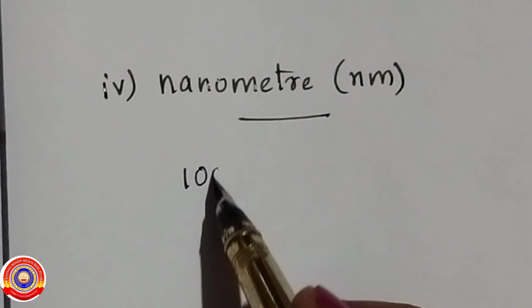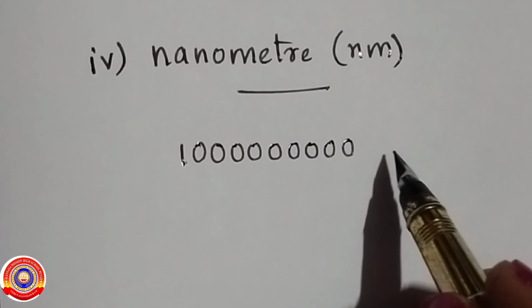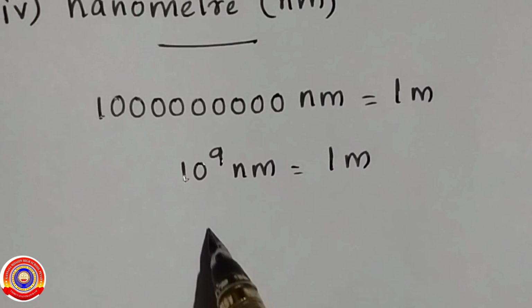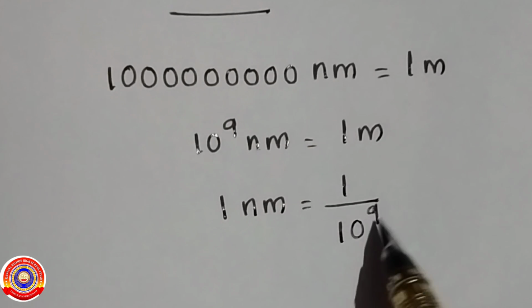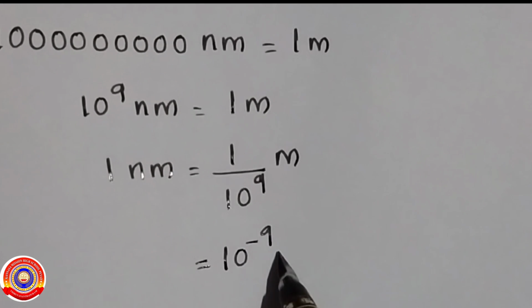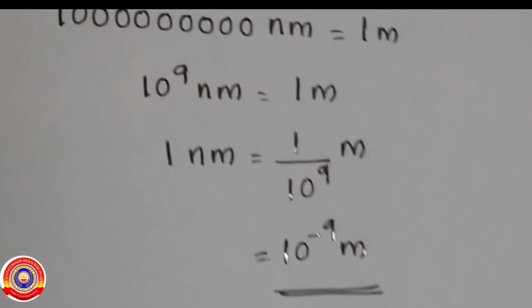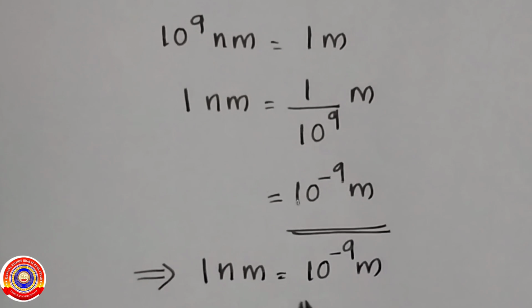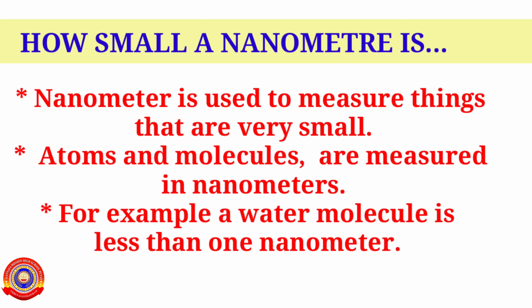The next unit is nanometer. 10 raised to 9 nanometer is 1 meter. So, 1 nanometer equals 1 by 10 raised to 9 meter. That means 1 nanometer equals 10 raised to minus 9 meter. Nanometer is used to measure things that are very small. Atoms and molecules are measured in nanometers. For example, a water molecule is less than 1 nanometer.